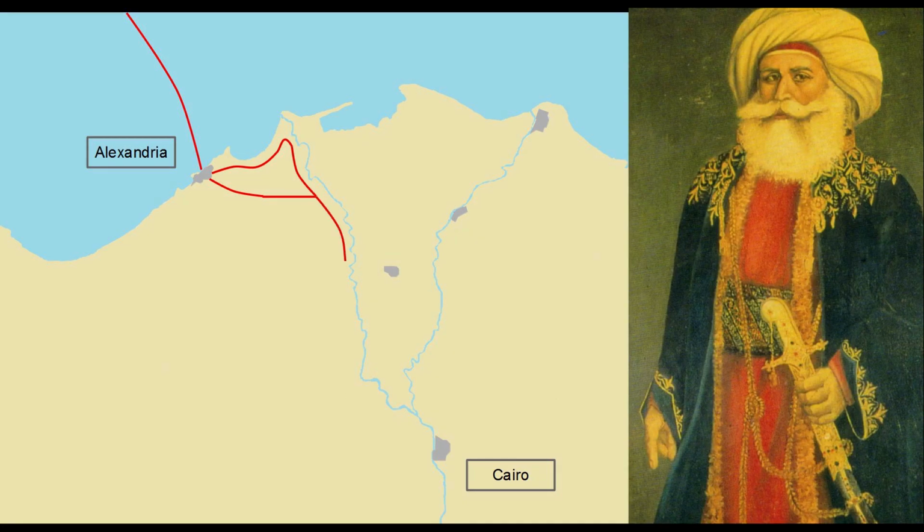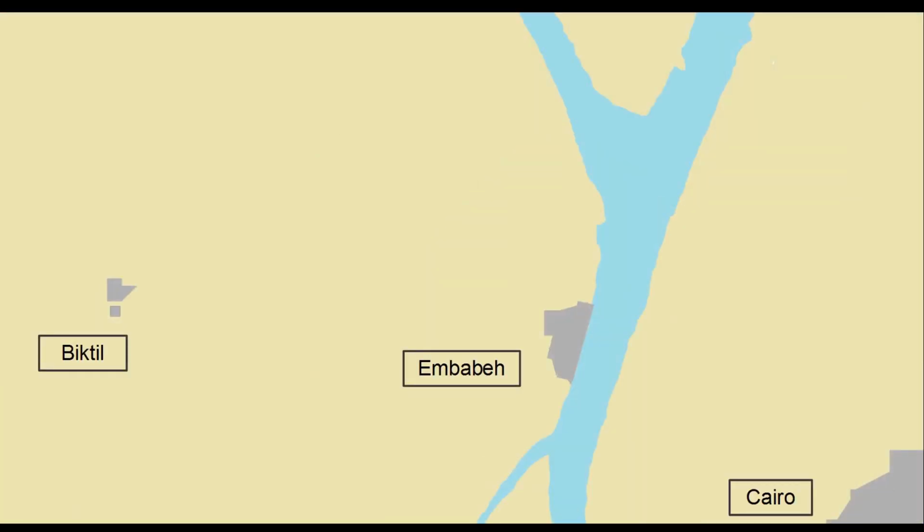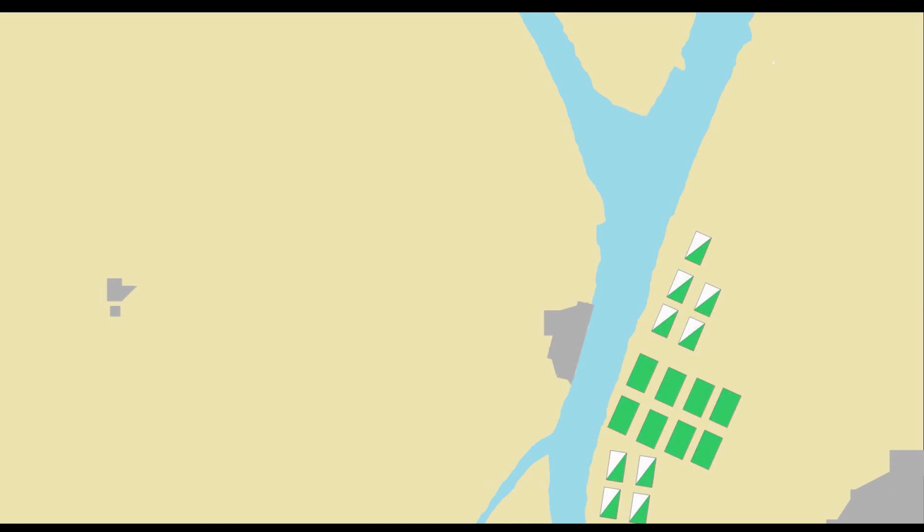The two Mamluk rulers, Murad Bey and Ibrahim Bey, had decided to block Napoleon's way to Cairo at Emba Bey, which was a couple of miles north of Cairo. They had positioned their two armies on both sides of the river Nile. According to Napoleon, Ibrahim had 78,000 men on the western side of the river. Murad had between 25,000 and 40,000 men on the other side.